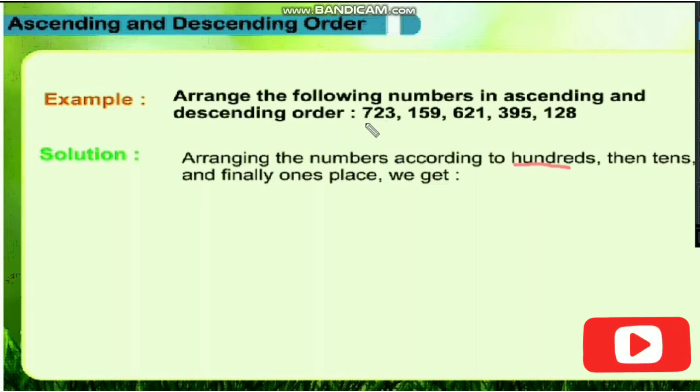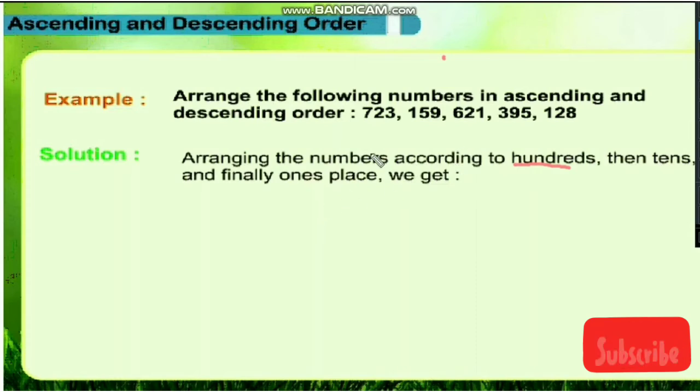If 4 digit numbers are there, then we compare their thousands. If 2 digit numbers are there, then we compare their tens first, because we are always comparing the highest place value first. Here we will compare the hundreds first, then after that we will compare their tens, and then finally ones. Okay, and then we will get our solution.